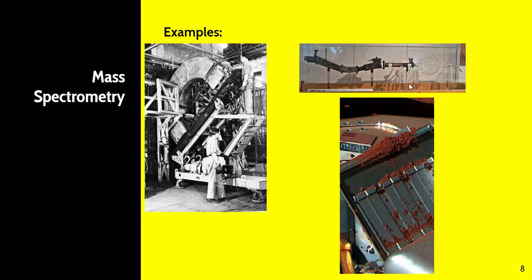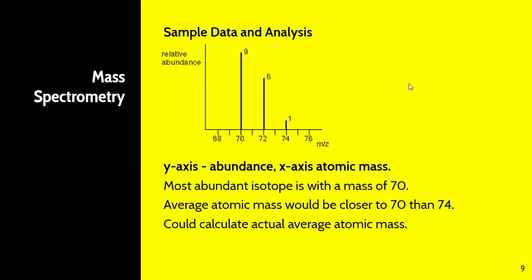Here's a couple of examples of mass spectrometers. The one on the top right is a replica that was used by J.J. Thomson. He was the discoverer of the electron. The one on the left-hand side is one that was kind of used during World War II, and if you actually look at the bottom one on the right, that's actually used by one of the Mars rovers to investigate the different constituent components of the elements that are found on Mars. Very fascinating.